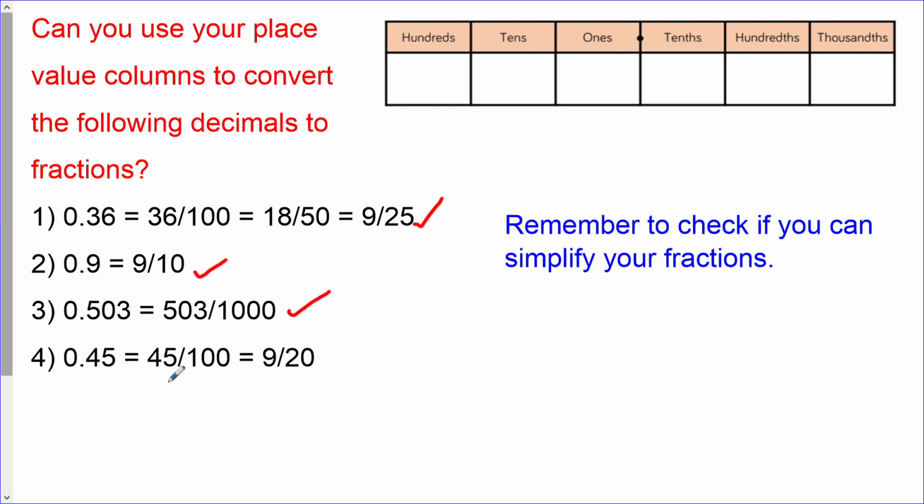And 0.45 is 45 hundredths. We should have seen that both 45 and 100 are in the 5 times table, and therefore our final fraction would have been 9 20ths. Again, any of these that you can see on the screen here would be correct, so please mark your work.